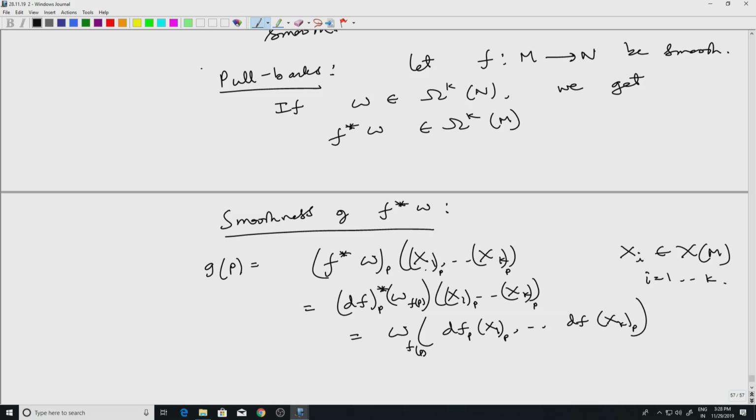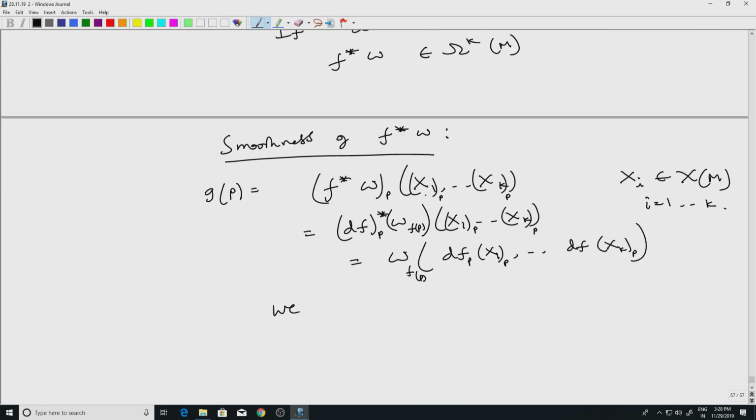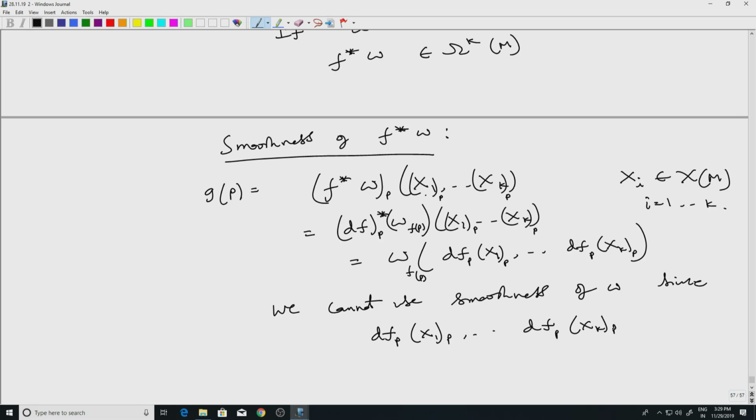So we cannot directly use the definition of smoothness of omega, since dF_P X_1 at P, etc., dF_P X_K at P may not be vector fields on N. For each P, of course, I get a tangent vector in some tangent space on N, but I may not get a vector field.